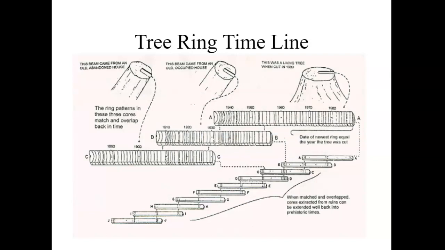But this diagram gives you a clue. So we look at this diagram to understand that if there's a living tree, you cut it down, you know exactly when you cut it down, what year it is, trace back the growth rings to when it was planted. That gives you a timeline.